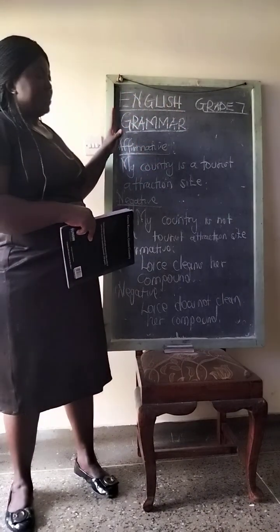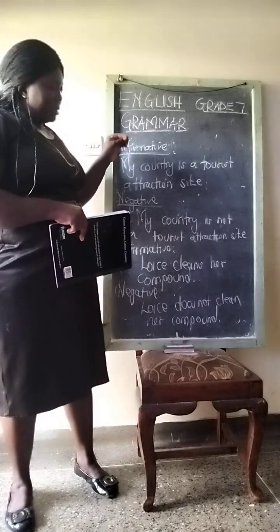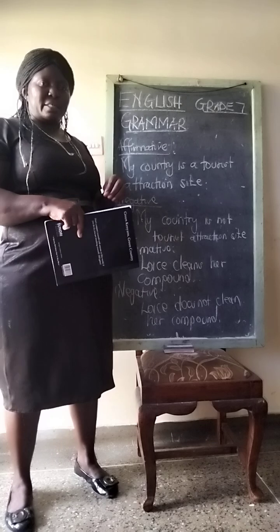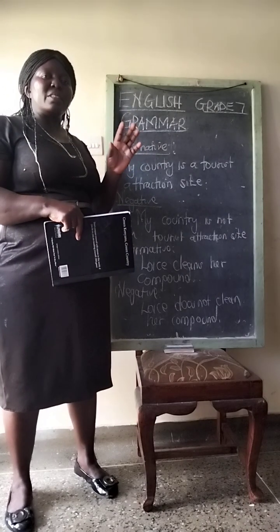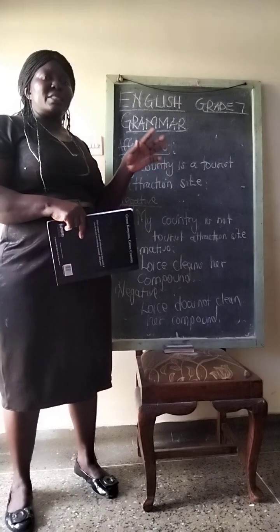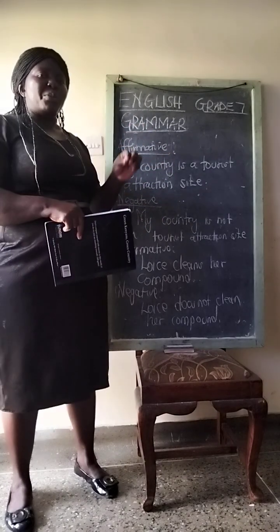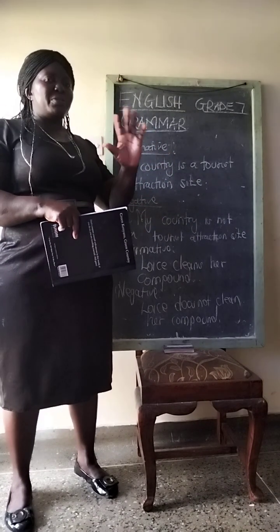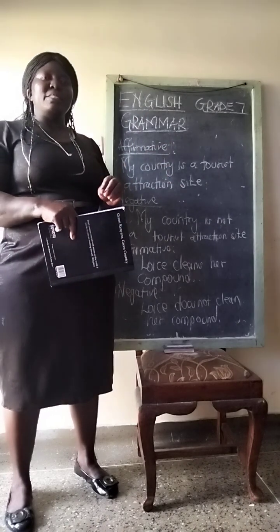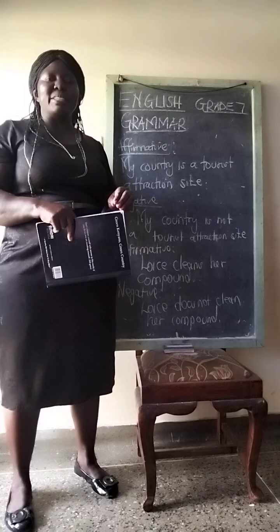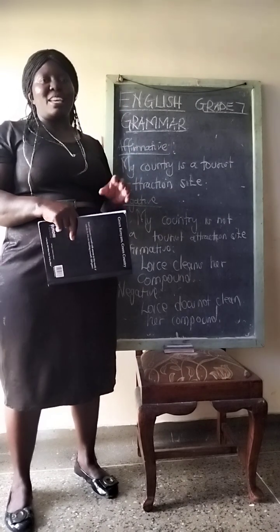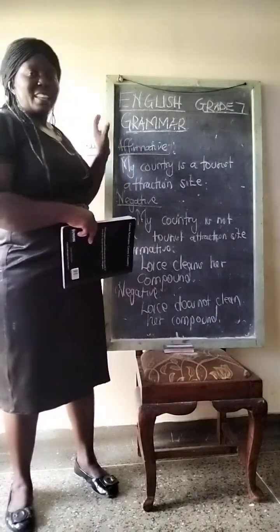Now, after you've done the work that I've just given you, another one: read a text and note the sentences that are affirmative, and also note the sentences that are negative. Once you have noted at least 5 affirmative and 5 negative sentences, read them to your guardian, or your parent, or your sibling, or your friend, whoever is there. That is the end of the lesson.